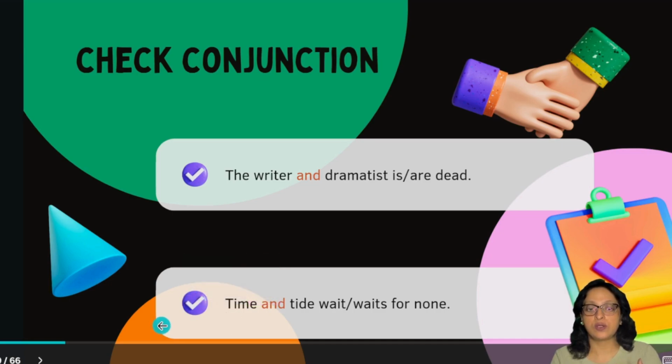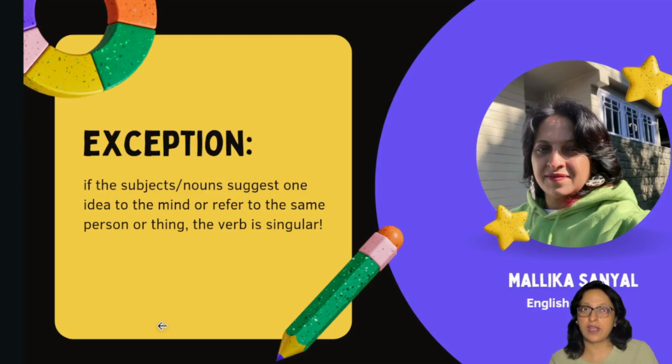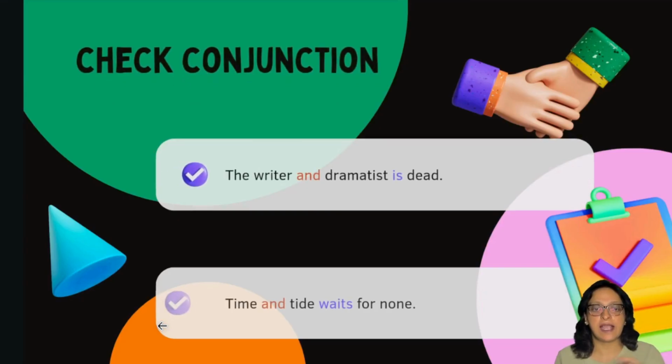In this sentence also, just try to understand the meaning. That's what we said. We need to comprehend the meaning because this is what I spoke about. There are exceptions where we have to keep in mind, even though there could be two subjects joined by a conjunction, we need to understand the meaning. If they mean or suggest one idea in the mind or they refer to the same person or thing, then we have to consider using a singular verb. So in this case, the second sentence also will take a singular verb.